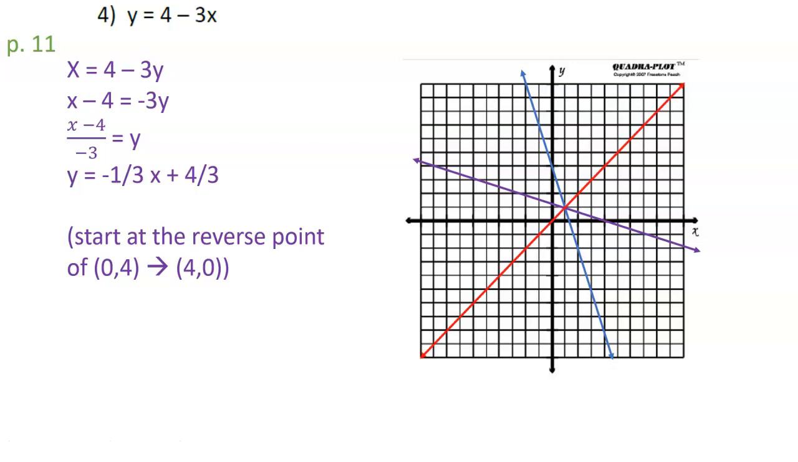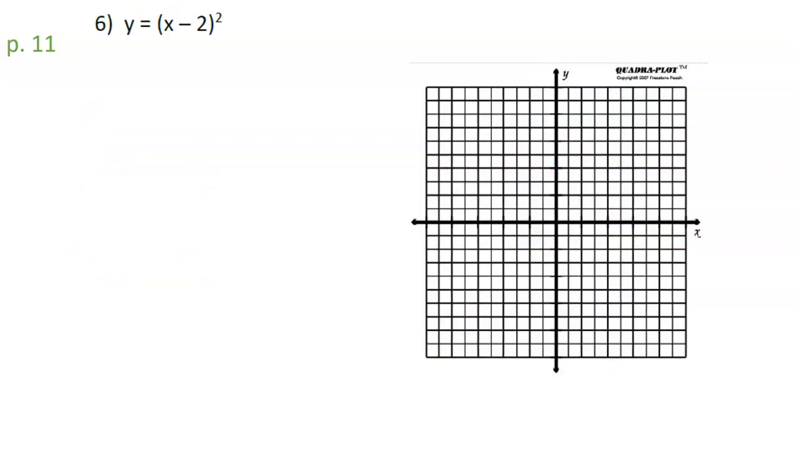And then we can double check. Are they reflecting over each other? And they are. All right, let's go ahead and jump to number 6 here on page 11.